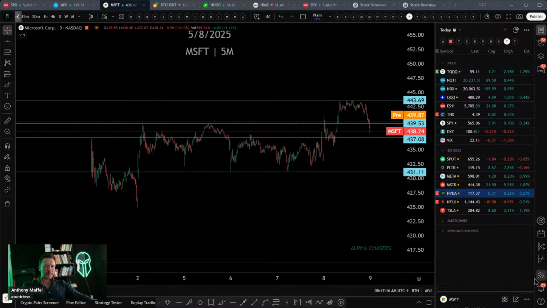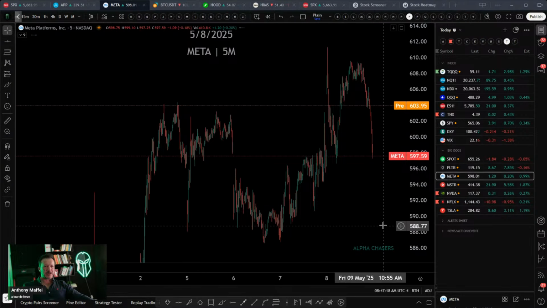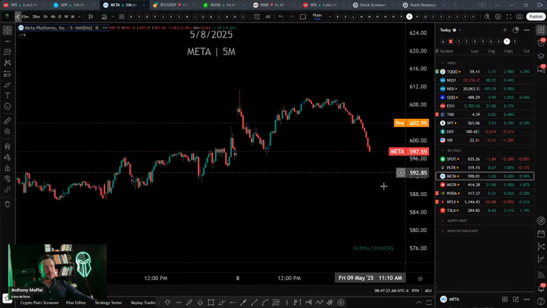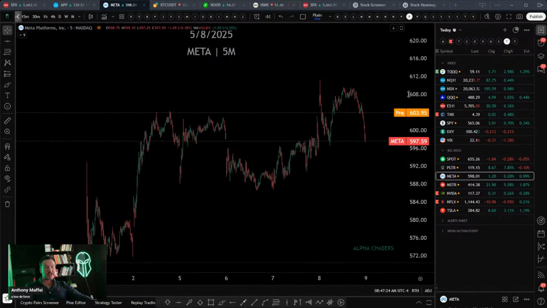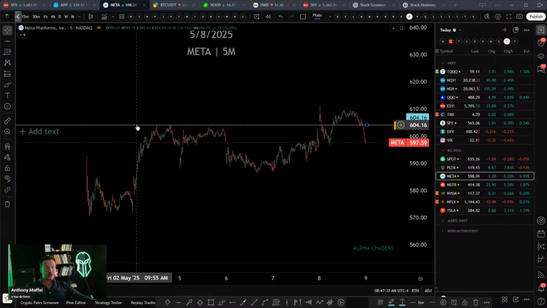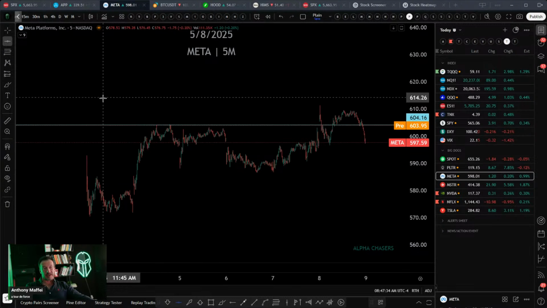Meta was super interesting. I think it wants a 6 handle. And if it gets the 6 handle, it's actually getting to the point where it's kind of funny that now you've got institutions and everybody dumping at the end of the day. I don't know how long that's going to go on for, and that might change this weekend.